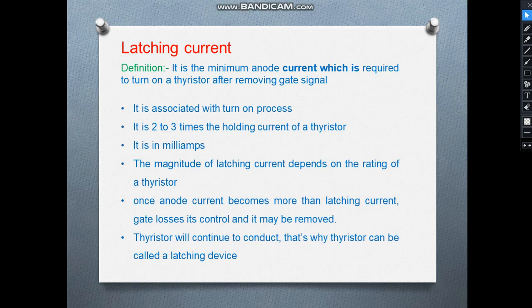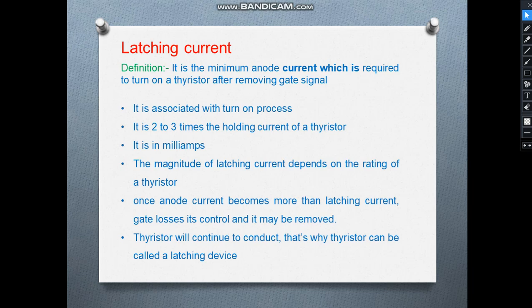That means to keep the thyristor in conduction state, the current passing through the thyristor should be more than this minimum value of the anode current, that is the latching current. This latching current is associated with the turn on process. It is in general 2 to 3 times the holding current of a thyristor. What is the holding current of a thyristor? I will be explaining in the next slide. The latching current is in milliamperes. The magnitude of the latching current depends on the rating of a thyristor.